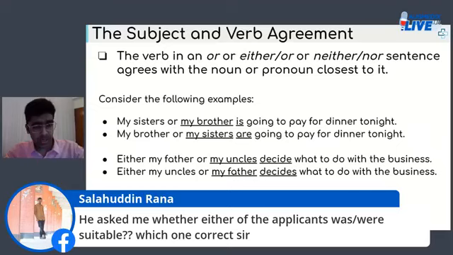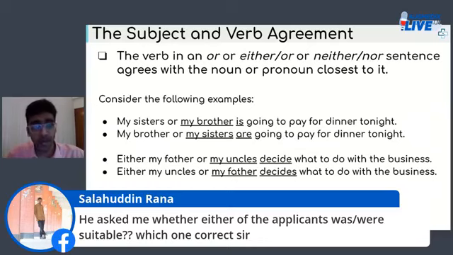Saladin Rana has a question. He asked me whether either of the applicants was or were suitable. Which one is correct? All right. So in this case, we would go with either of the applicants was. Because when you add the word either, you actually talk about both of something in their individual sense. So we say neither of the teams was able to score a goal.